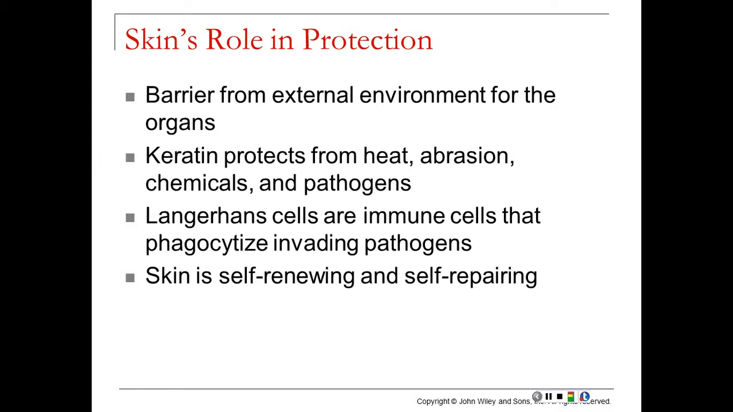Let's talk about the skin's role in protection. First and foremost, it's our barrier from the external environment. Keratin, that protein that's filling up all of our cells of our skin as well as our hair and nails, is going to help to protect from heat, abrasion, chemicals, as well as certain pathogens. There are special Langerhans cells within our integumentary system as well to help phagocytize invading pathogens. They basically eat them up like little Pac-Men.